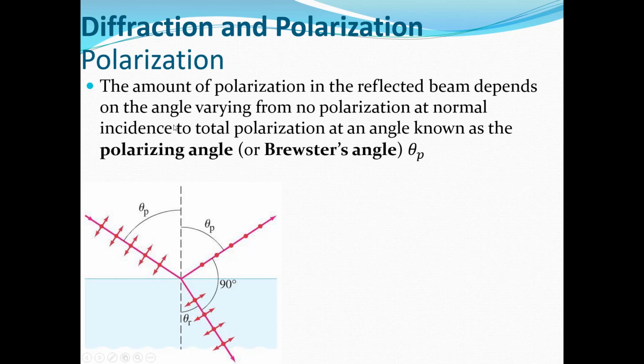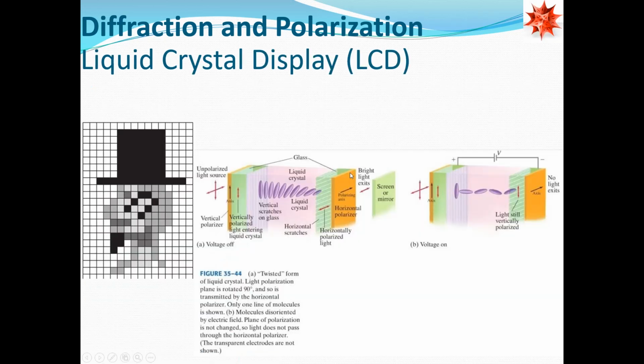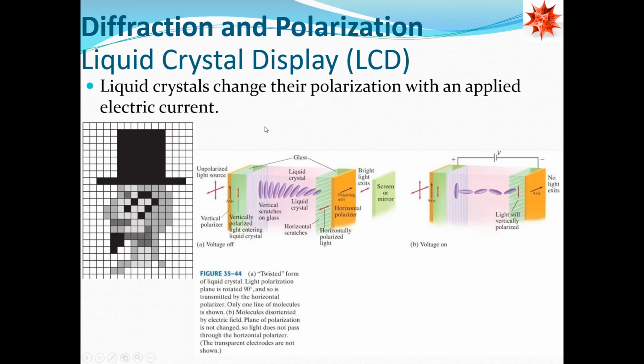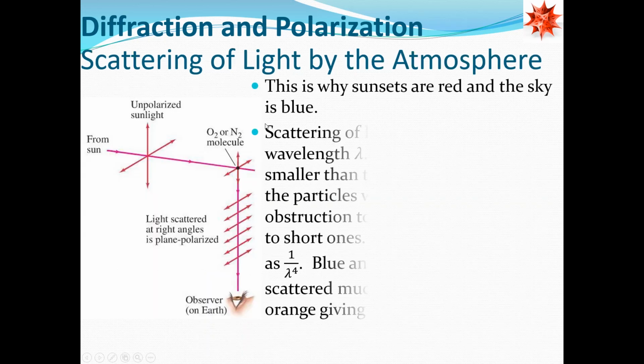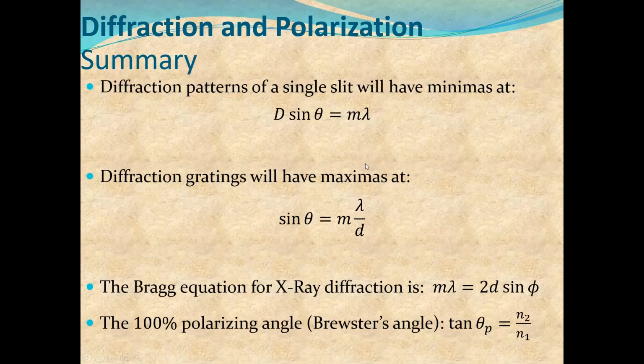So there's a thing called Brewster's angle, sometimes also called the polarizing angle. Basically, it gives us total polarization at that special angle. I'm going to skip this and this as well, just talking about scattering light.